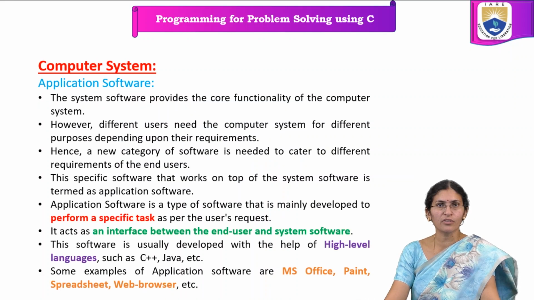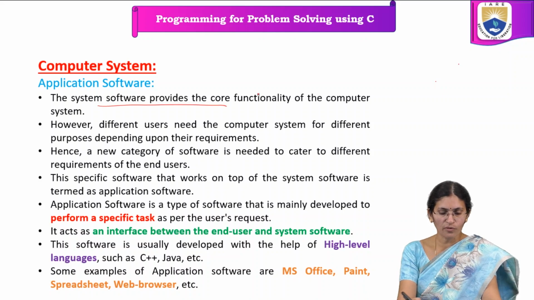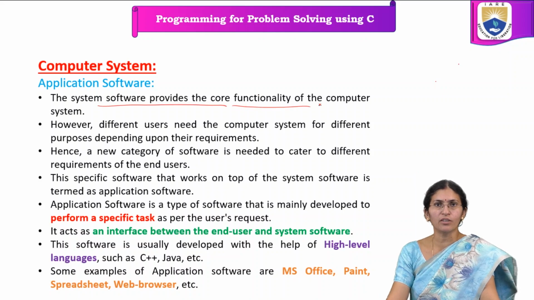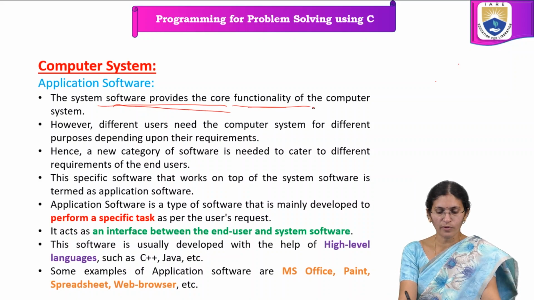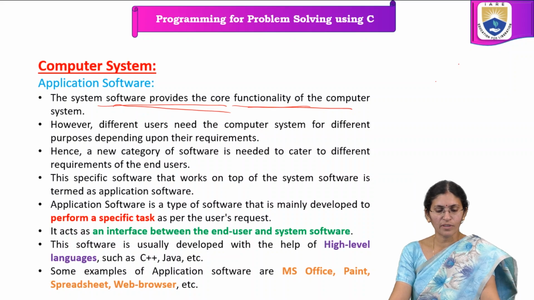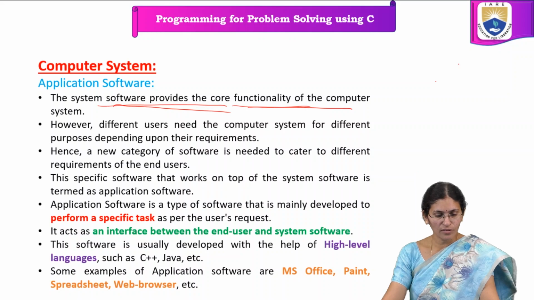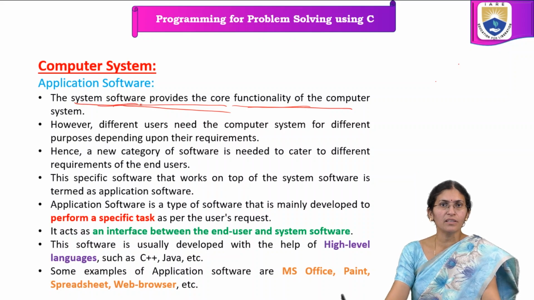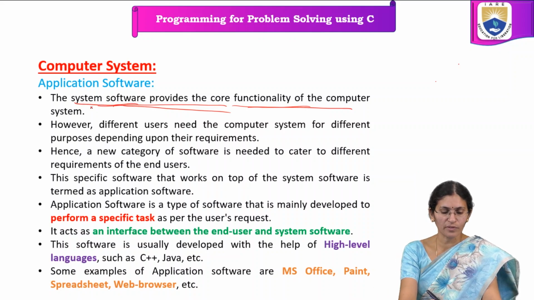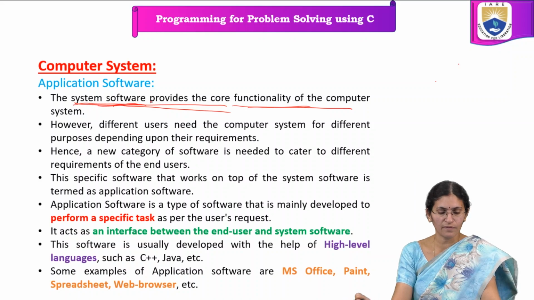Next, coming to application software. Application software acts as an interface between the system software and the user. System software provides the core functionality of the computer system. System software interacts directly with the operating system and the hardware devices.